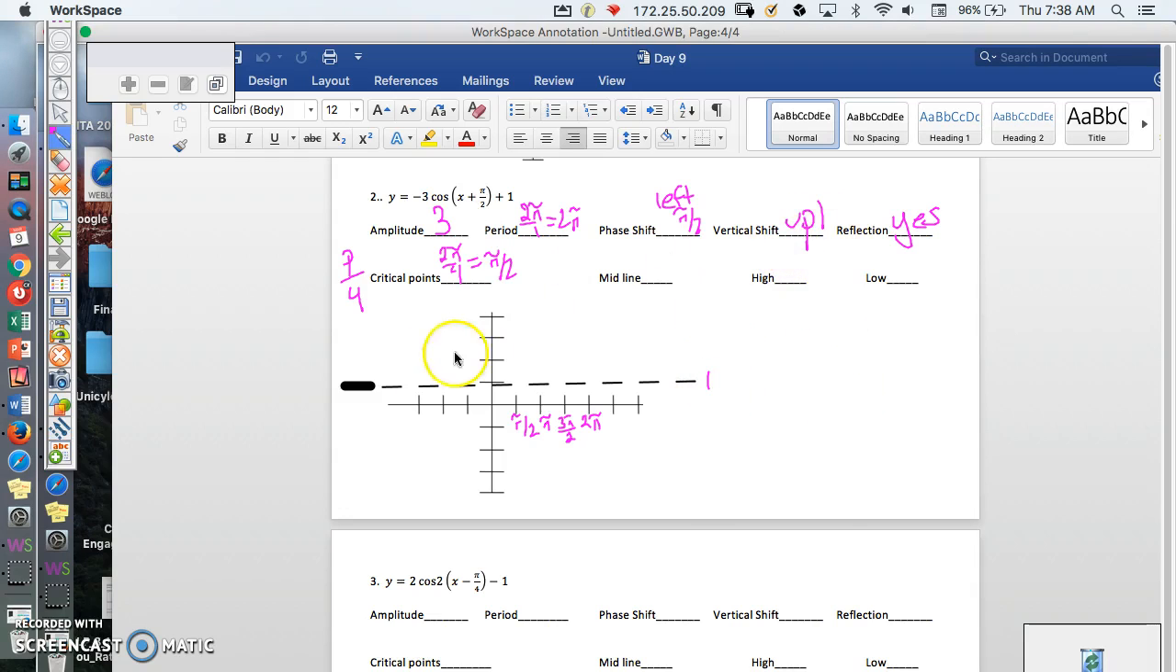And our amplitude is 3. So on either side of this, I'm going to go 1, 2, 3, so up 3 and down 3. If our amplitude's 3, this would be at 4, and down 3 it would be at -2.